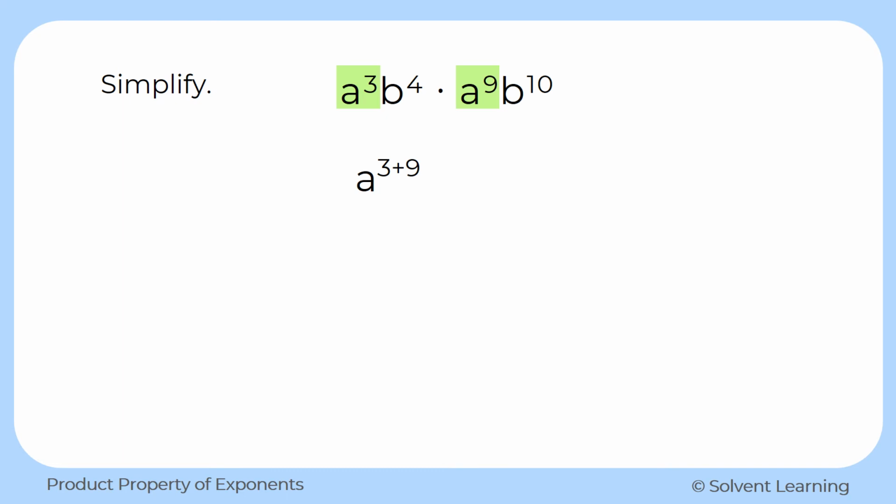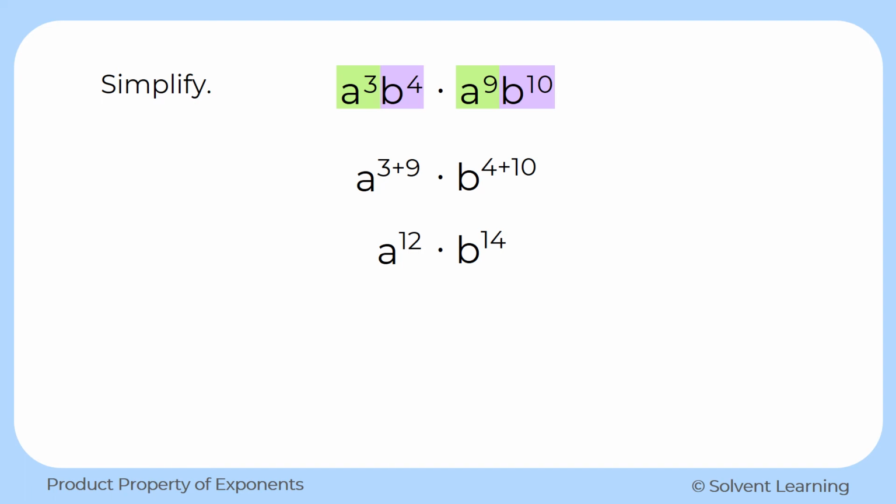And then we move over to our exponents that have b as their base. And we can combine those together because they have the same base. So we have the base of b raised to 4 plus 10. And now we just need to simplify those exponents. That will become a raised to the 12th times b raised to the 14th.